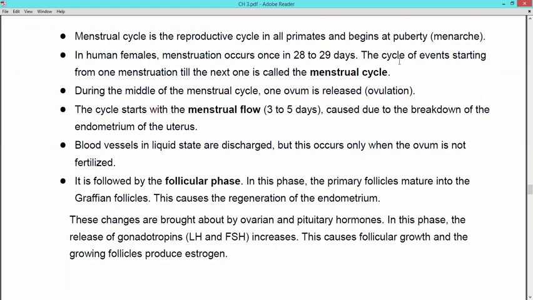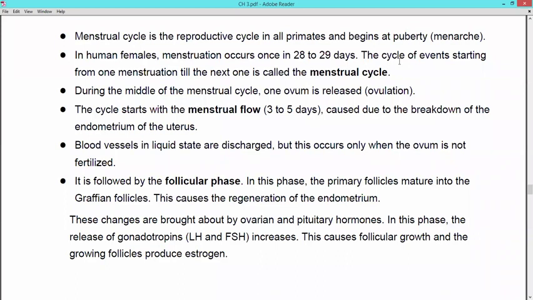Now, the cycle starts with the menstrual flow for 3 to 5 days. So there will be menstrual bleeding which is going to take place for 3 to 5 days. That is the starting of the cycle, and it is caused due to the breakdown of the endometrium of the uterus. We have already seen that there are three main layers of the uterus, right? The perimetrium, myometrium, and the endometrium.